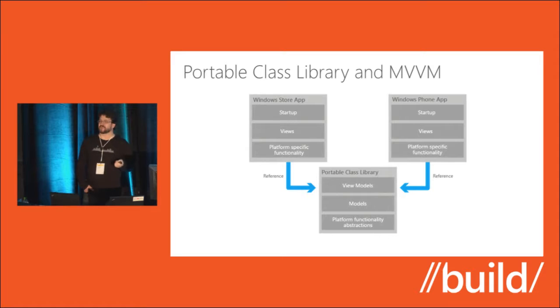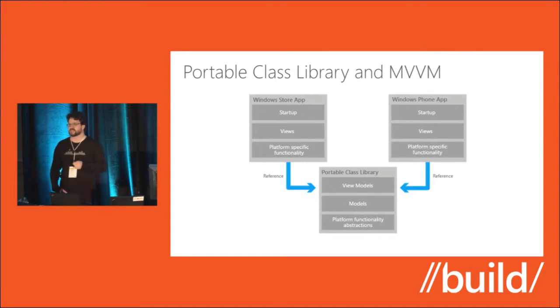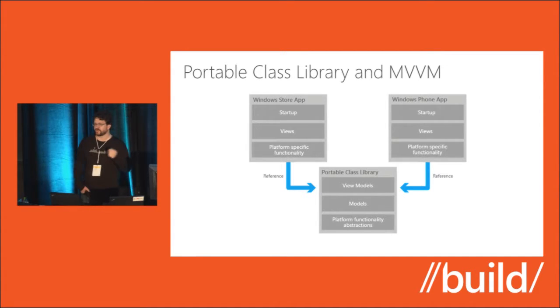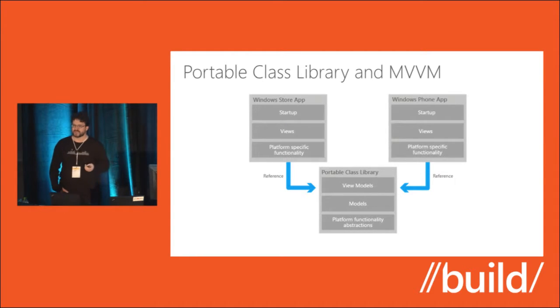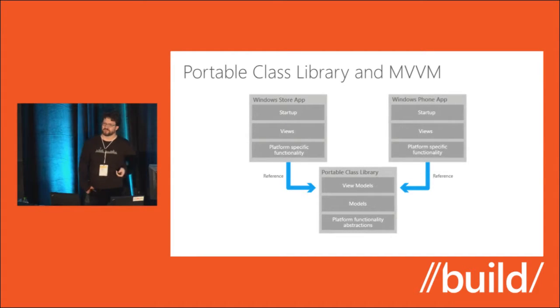The recommendation there is that you have an abstraction inside the portable class library that defines that functionality. You implement concrete implementations of it in both your Windows Store app and your Windows Phone app. Then, when you're constructing your view model, you pass in that concrete implementation, and it would be called by the view model. I'll show you an example of that now.